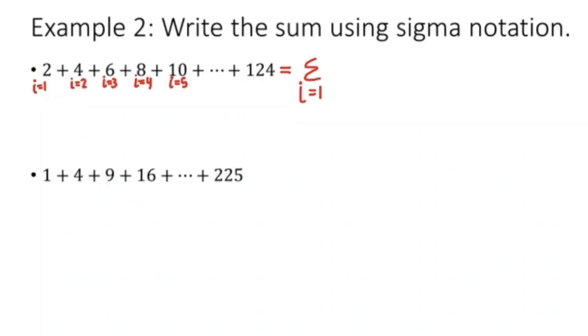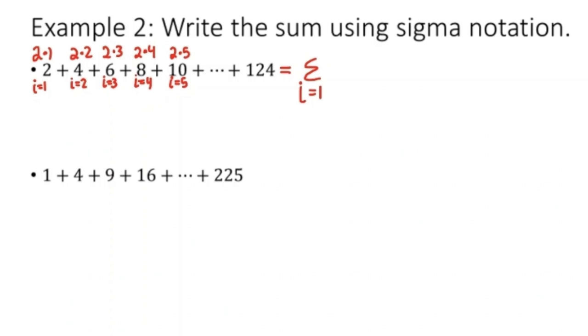First thing I notice is all of our terms are even. More specifically, our first term is 2 times 1. Our second term is 2 times 2. 6 is 2 times 3. 8 is 2 times 4. And 10 is 2 times 5. So it appears that for each term, I'm taking my index value of i and multiplying it by 2.